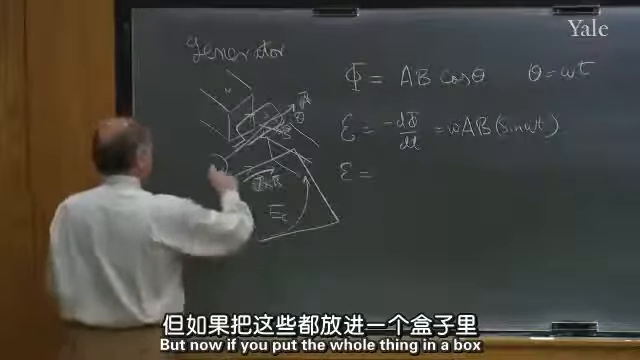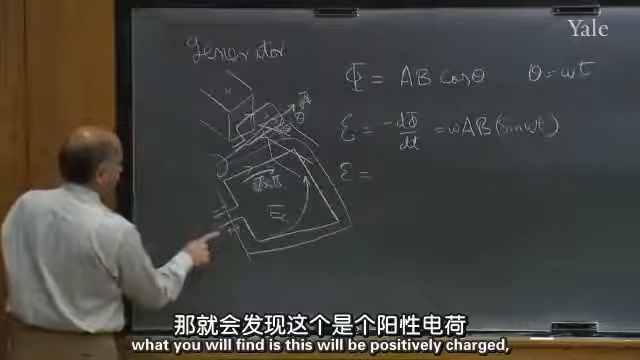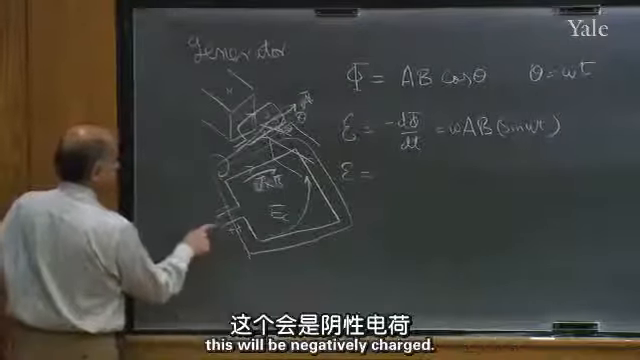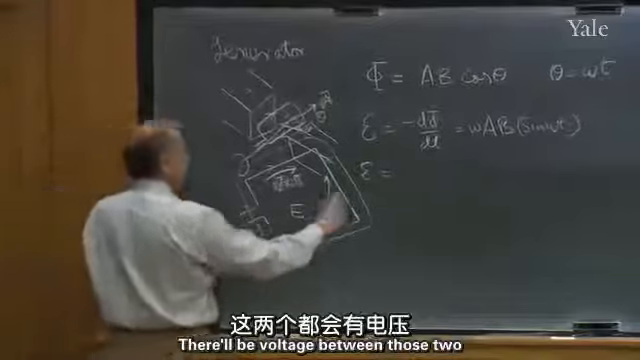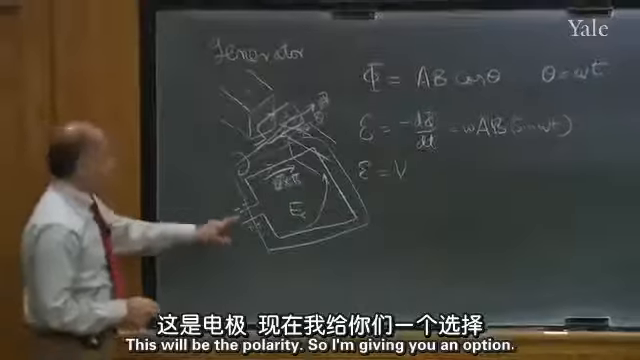But now, if you put the whole thing in a box and you don't know anything and you come outside, what you will find is this will be positively charged, this will be negatively charged. There will be a voltage between these two, which will numerically equal your EMF. This will be that polarity.